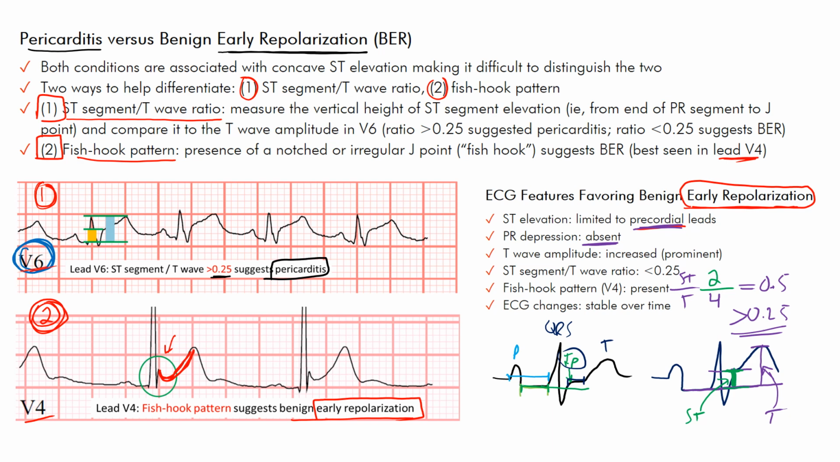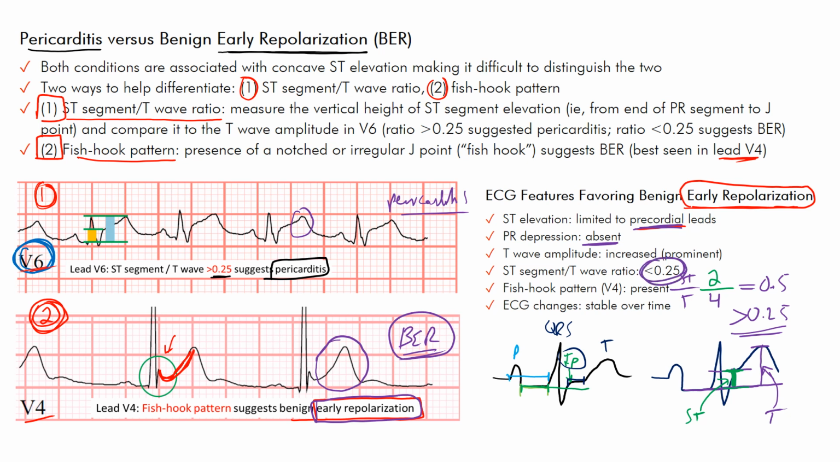Notice here that this is an early repolarization pattern, and these T waves here are much more increased compared to these ones here. So this is the benign early repolarization pattern, and this is pericarditis. So notice the difference in those T waves. The T wave amplitude is increased here and more prominent in benign early repolarization. The ST segment to T wave ratio is less than 0.25. So that's a key one.